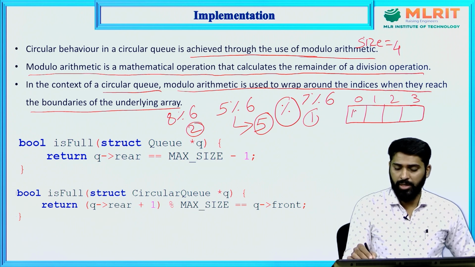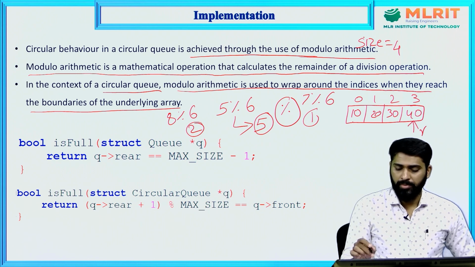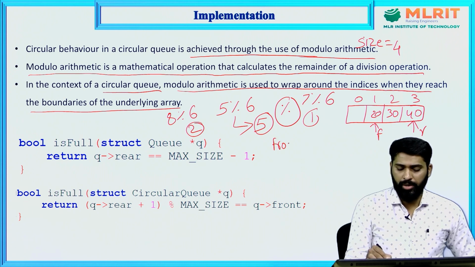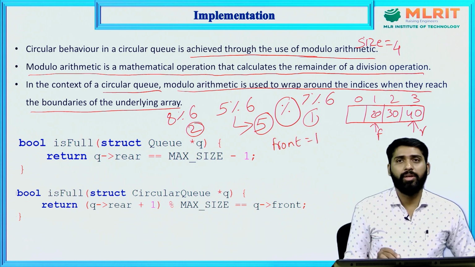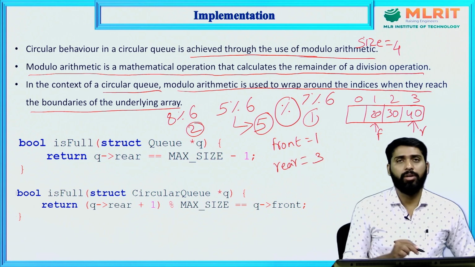Now insert the data 10, 20, 30, 40. So this is the rear value. Let us assume I delete one element. So this is the front. What is the front value? Front equals 1 here. What is the rear value? Rear equals 3 now.